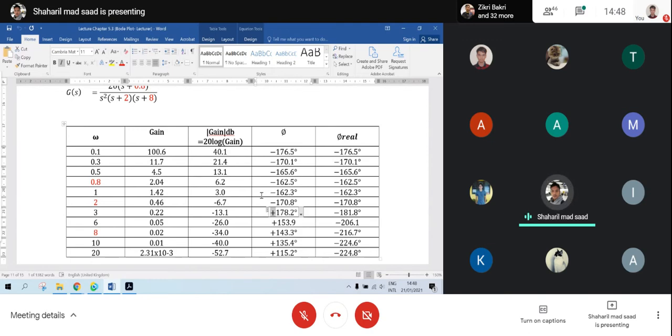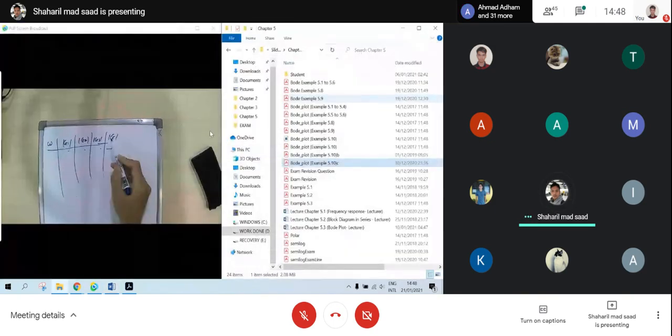So what they do is they find omega. They find gain number 1 and also gain number 2, and after that gain number 3, and then they make it a summation. You got it, okay?